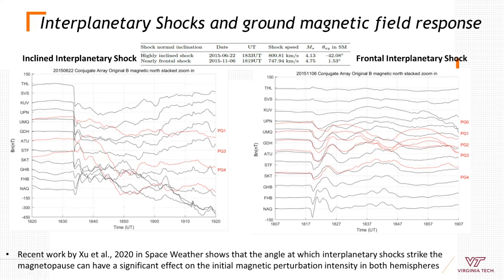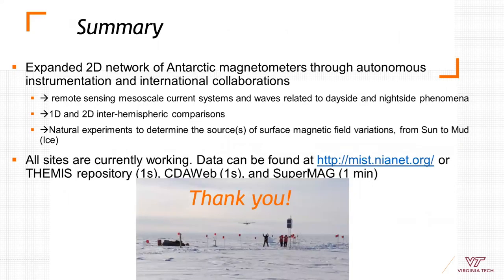So that's the research we can do with the expanded 2D network of Antarctic magnetometers through autonomous instruments and international collaborations. And all the data are available at mist.nia.org and also a variety of other websites.